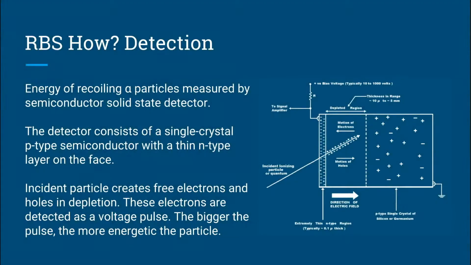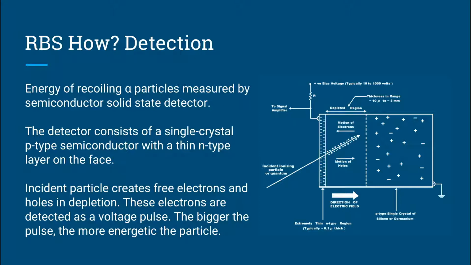The recoiling particle energies required to calculate the mass of the atoms in a sample are measured with a solid-state detector. This consists of a single crystal of p-type silicon or germanium with a much thinner n-type layer on the face. The n-type region is positively biased, creating a depletion region between the n and p-type semiconductors. An incident alpha particle creates electrons and holes on impact in the depletion region.